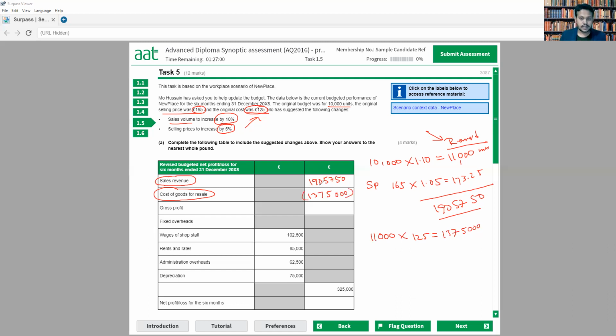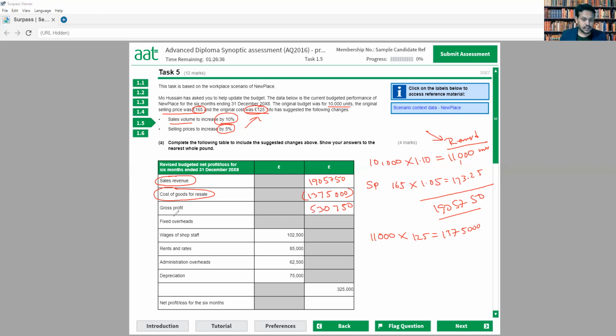So 190,5750 minus 137,500 will give us the gross profit if we take away. So that will give me 530,750. That's my GP, that's my gross profit. Remember, the gross profit means sales minus variable cost.